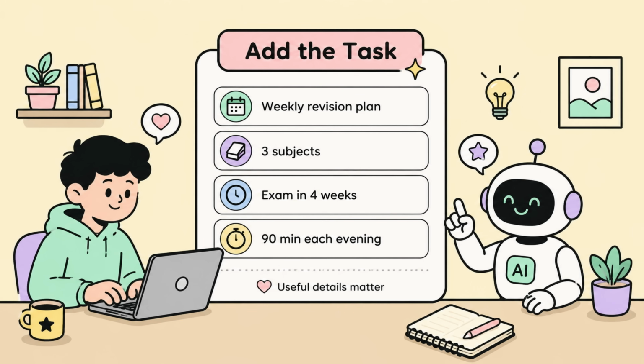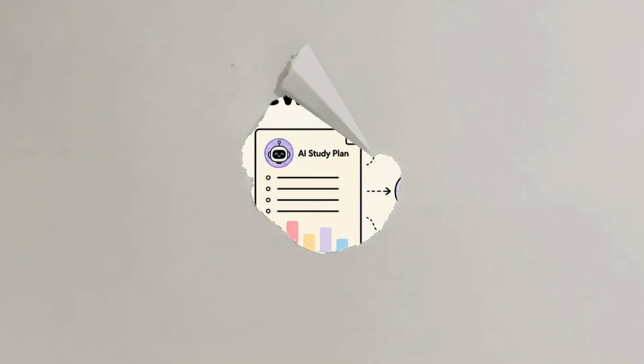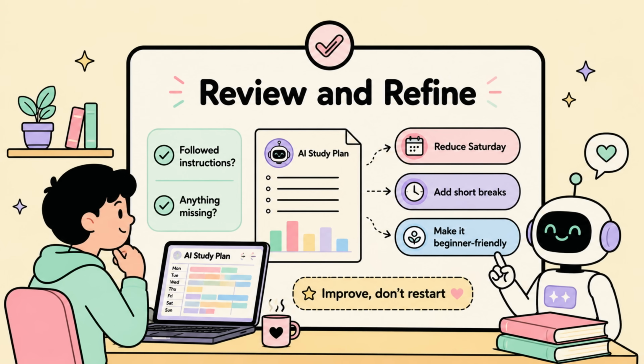Now, add any important preference, give more time to mathematics because it is my weakest subject. Finally, choose the format. Present the plan as a table from Monday to Sunday. Once you get the response, do not accept it immediately. Check whether it followed your instructions and whether anything important is missing.